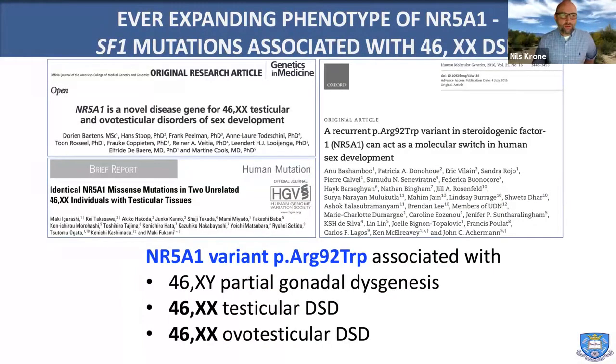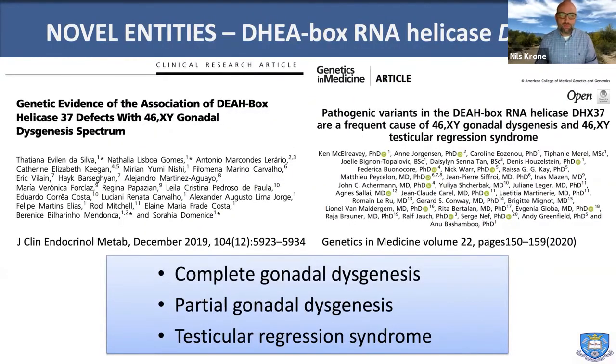Then there is another one you might have heard about, SF1, and SF1 was classically described as a gene with sex reversal and adrenal insufficiency, and then there are a zillion and another two phenotypes with male and female infertility and other problems in gonadal dysgenesis. And here the same: partial gonadal dysgenesis, testicular DSD, ovotesticular DSD. So an expanding spectrum of phenotypes. And something, a new kid on the block, DHX37, which has been described in complete gonadal dysgenesis, partial gonadal dysgenesis, and testicular regression syndrome, in the same frequency probably as mutations in SF1. So that's something to think about.